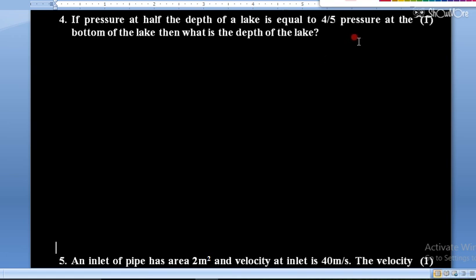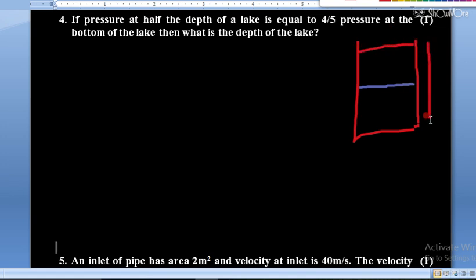So let's suppose this is a beaker, let's suppose this is the lake. So step by step we will solve. Let's suppose this is the middle point. So he is saying that pressure at the, this is the top point. So this height is h, and this height is obviously half depth, which means h by 2. So this height is h by 2.